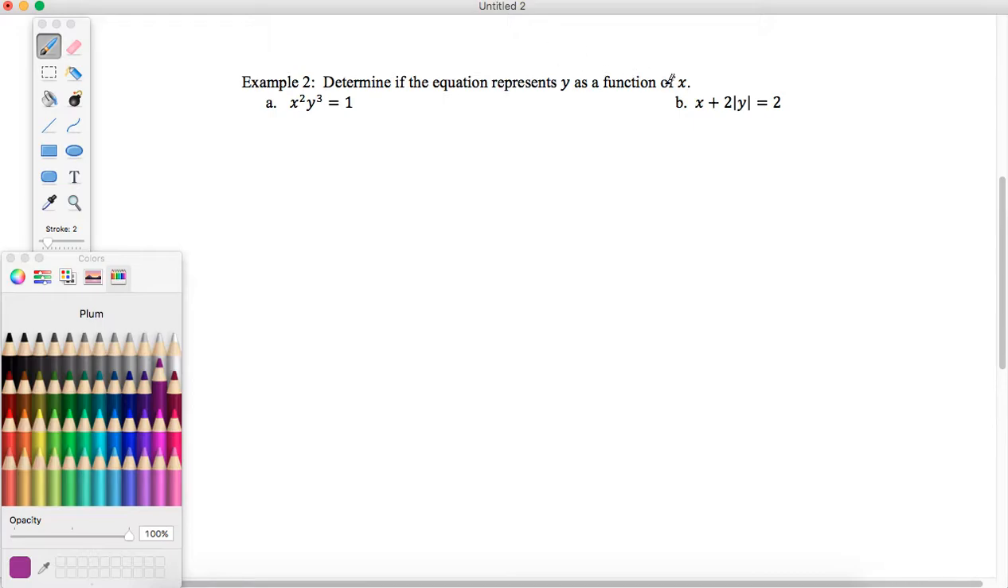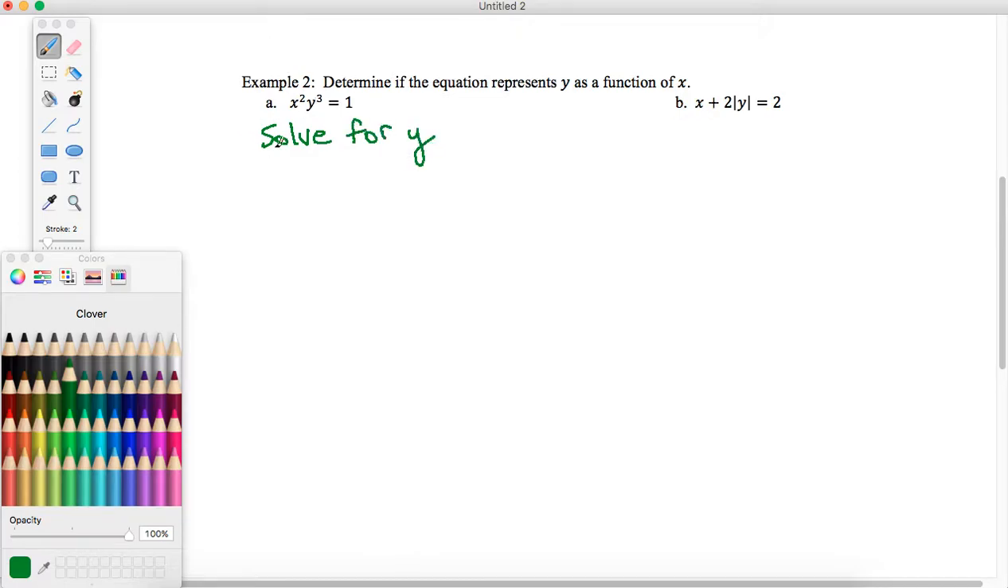Y is a function of x. That means if I plug in an x, I should be able to get one and only one y value as the output. At most one y value as the output. One of the things that will help me do this is to solve the equation for y. Whenever I'm given an equation and I want to determine if y is a function of x, I'm going to solve the equation for y.